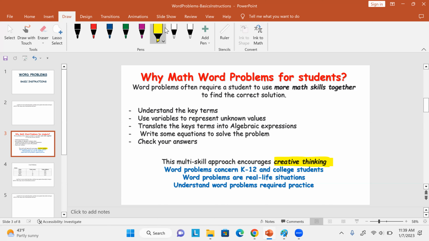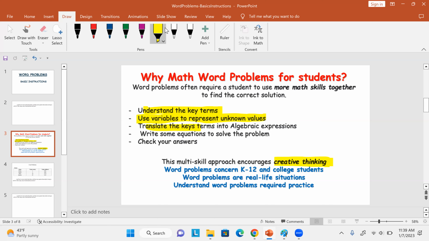So word problems often require a student to use more math skills together to find the correct solution. So what are those skills? We need to understand the keywords or the key terms. We need variables to represent unknown values. We need to solve for something whose value we don't know yet, so we use a variable to represent that.